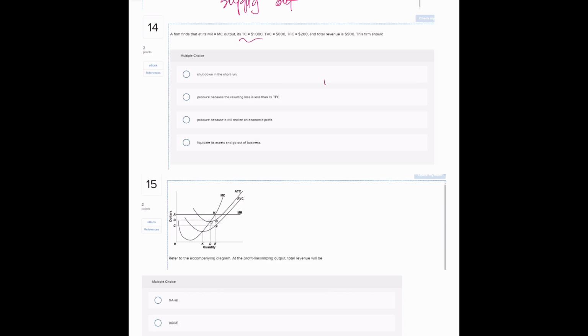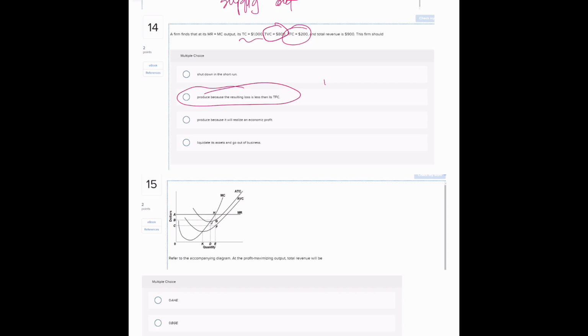And we can see that at MR equal to MC, all we want to know is what's going on with total variable cost. If marginal revenue is equal to marginal cost, then what they should do is produce, because they're covering at least their variable cost in their total revenue, right? Because marginal cost is a change in total cost. And they're offsetting their variable costs because they are less than their total costs. And we know that because total fixed cost is 200.